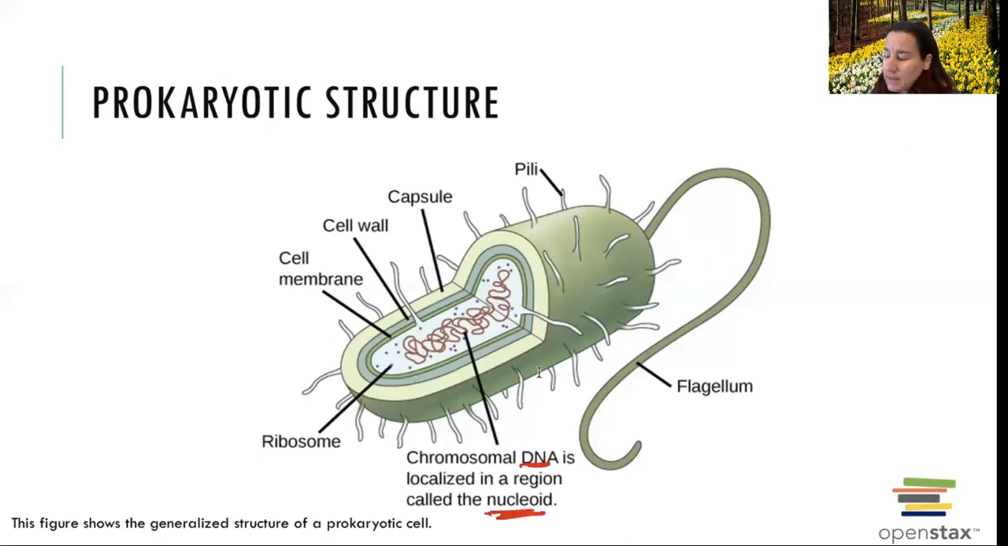Their DNA is going to be a giant circle, by the way. They're going to have circles. So they're going to have a giant circle of DNA. Prokaryotes is a circle. This is prokaryote.